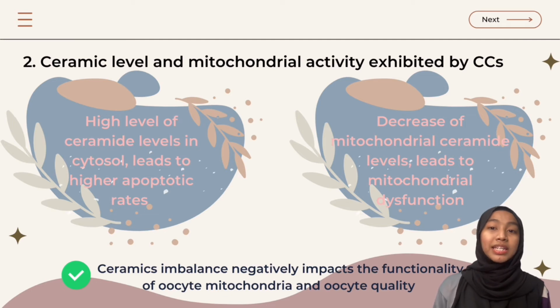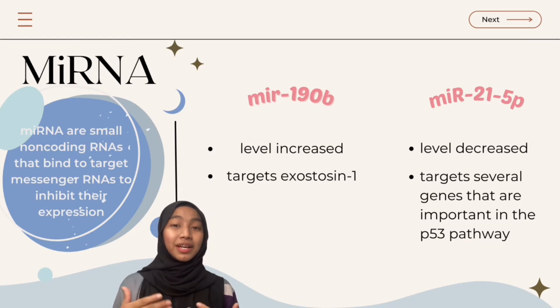To add on, the decrease of mitochondrial ceramide levels can cause mitochondrial dysfunction. Mitochondria are essential as they take part in cellular energy production and normal spindle formation. In brief, during aging, disruptions in intracellular ceramide synthesis and transport cause abnormal mitochondrial and cytosolic ceramide levels in oocytes. This ceramide imbalance negatively impacts the functionality of oocyte mitochondria and the oocyte quality. Next, let us discuss the factors that affect oocyte longevity through aging.